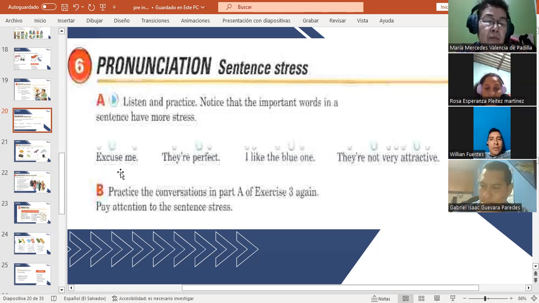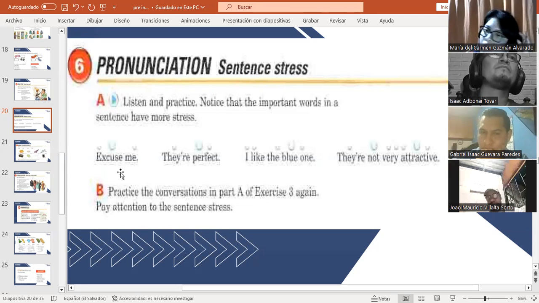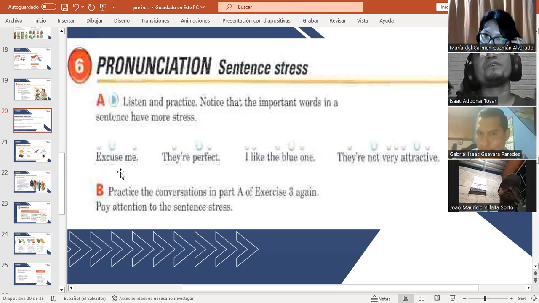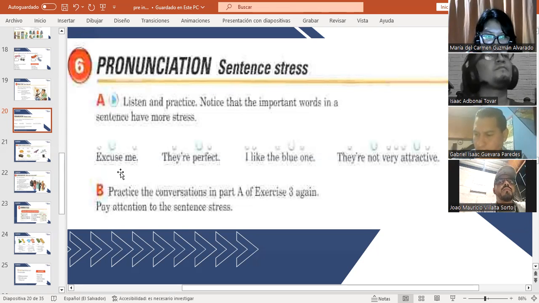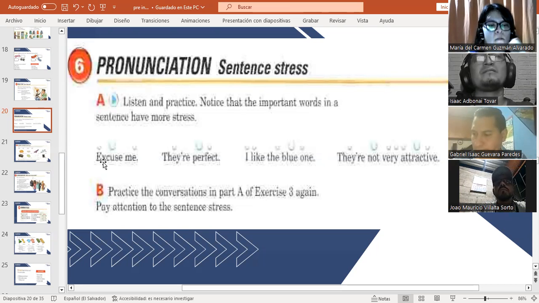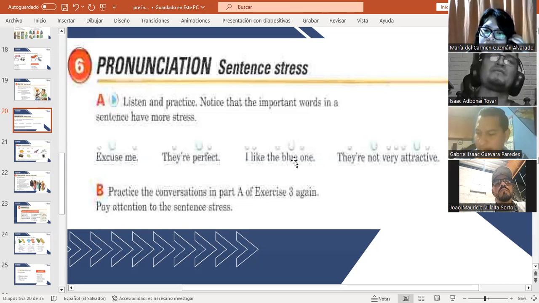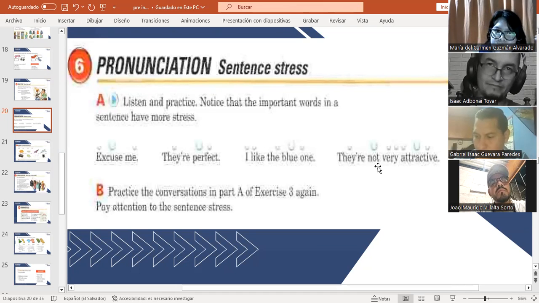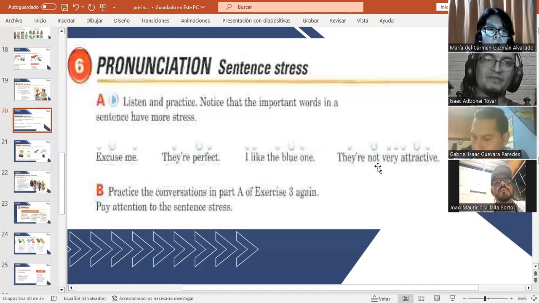Intonation? Stress in English is similar to the tilde in Spanish. There are no tildes in English, but they call it stress when you raise your voice, or your voice goes up. Okay, that is the stress. So: excuse me, they're perfect, I like the blue one, they're not very attractive. Here we have two stresses. When you see the big balls, your voice goes up. So eleva la voz, okay? That is the stress. Got it?